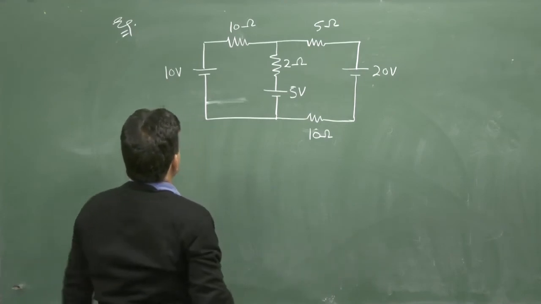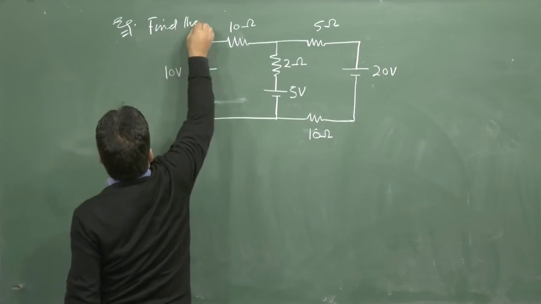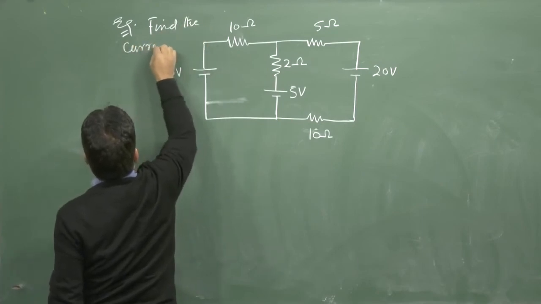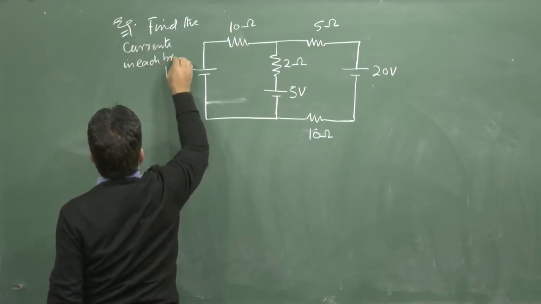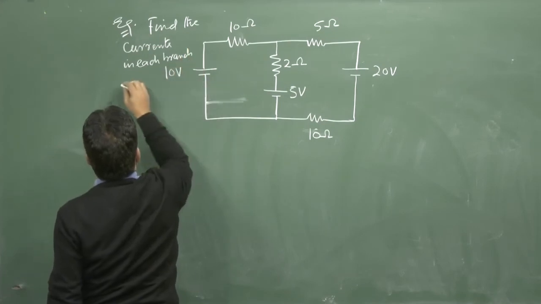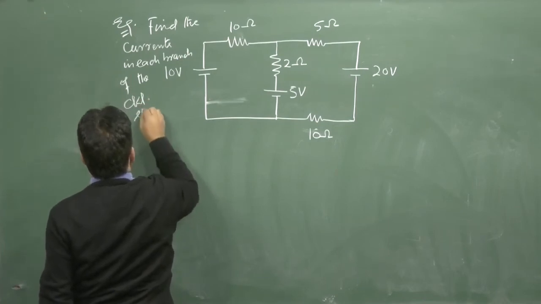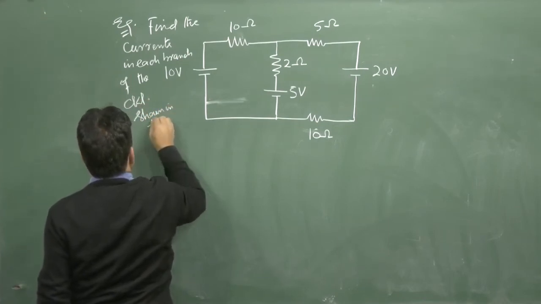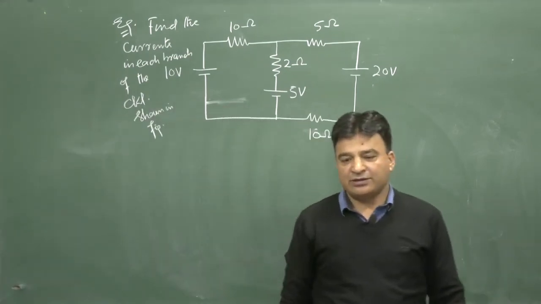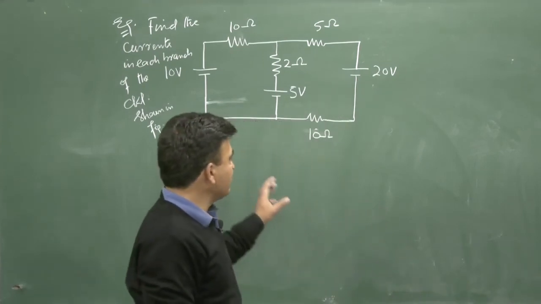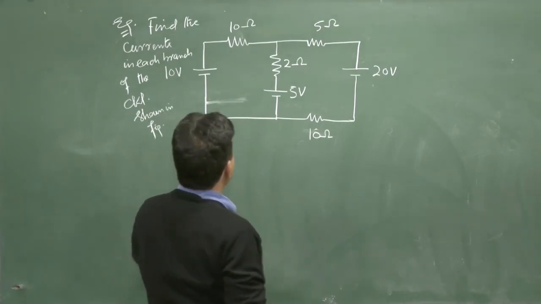Now the question is, find the currents in each branch of the circuit shown in figure. Now to solve this, we are going to apply Kirchhoff's voltage law and current law in order to get the branch currents.